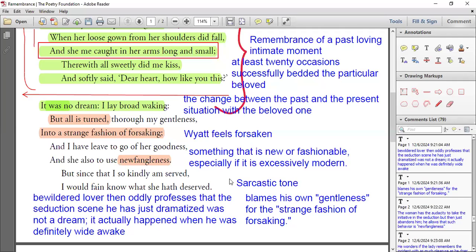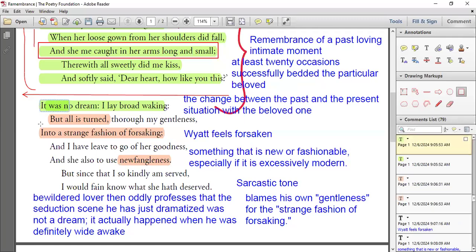Okay, I have taken the best from the lady and she thinks that I am a loser. No, I am not a loser. I have enjoyed her completely. Okay, look what is this saying? But all is turned. All those things have gone. The past intimate moments are gone. Okay, the lady is going after somebody else. I am still very gentle towards her, but she is not gentle towards me.